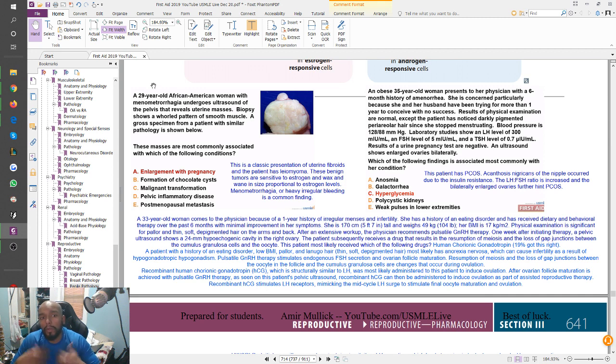Now, when they mention this whorled pattern of smooth muscle, right, and menometrorrhagia, you should immediately at that point understand what's happening. Menometrorrhagia is like menorrhagia, meno being bleeding in your menstruation. So if you have a patient who's pretty young, 29, has bleeding, and then a whorled pattern, that's fibroids, right? Fibroids, and these masses are going to be enlarging with pregnancy. This is the classic presentation of uterine fibroids, and the patient has leiomyoma. These benign tumors are sensitive to estrogen and wax and wane in size, proportional to estrogen levels. Menometrorrhagia, or heavy irregular bleeding, is a common finding.